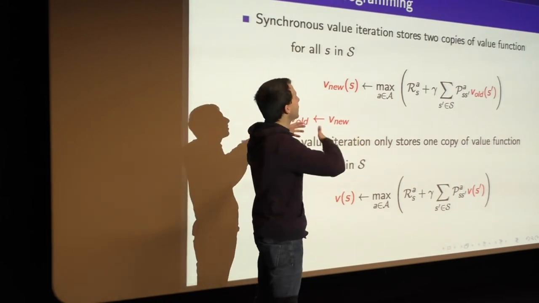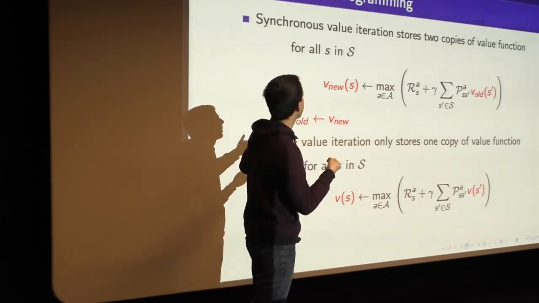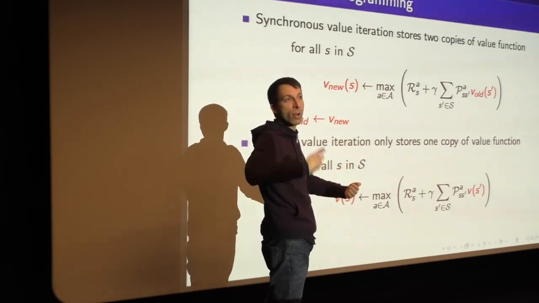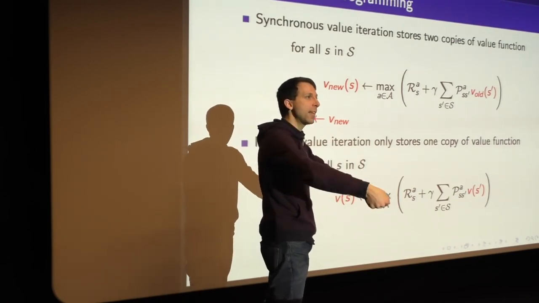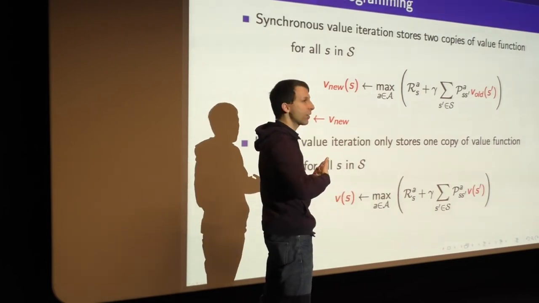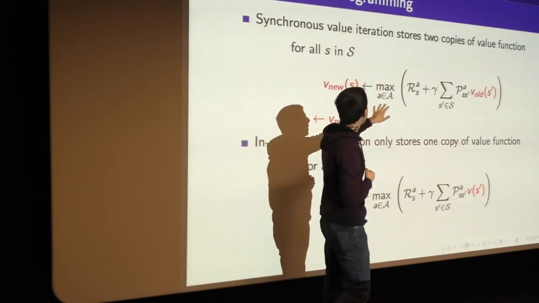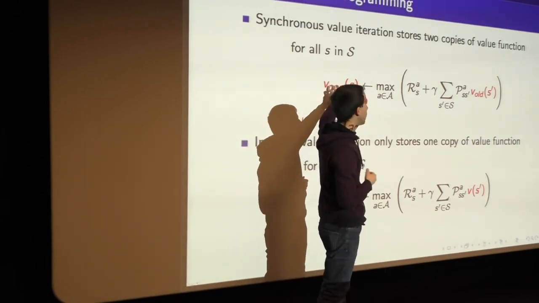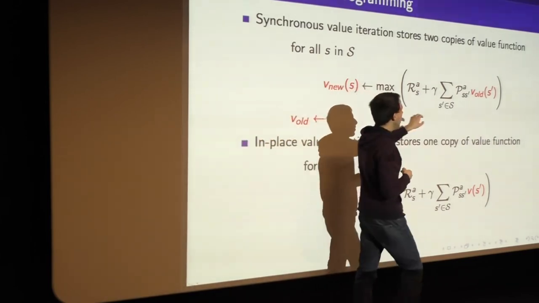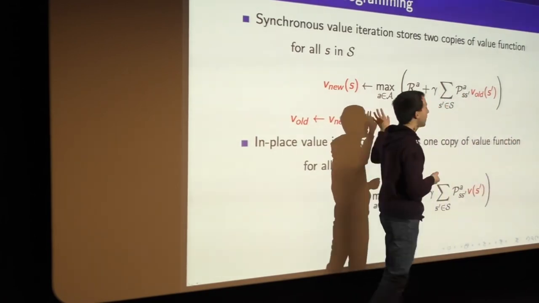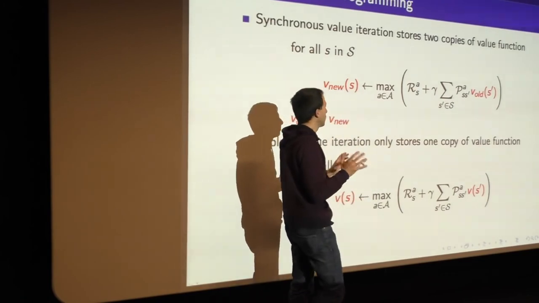If you're actually trying to do synchronous evaluation the way we described it, at any given time you have to store two value functions. You have to store your old value function, which is what you plug in at the leaves, and your new value function, which is the thing you're computing at the root. So that's these things in red: you're always updating your new value function, your next iteration, by plugging in your old value function at the leaves and doing this one-step look ahead to figure out how much value you're going to get.